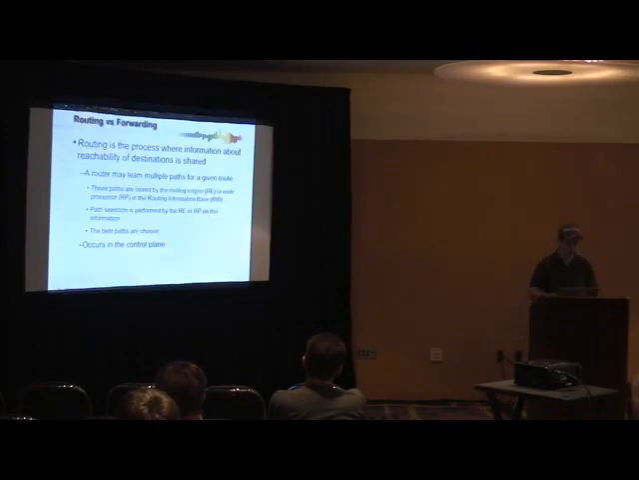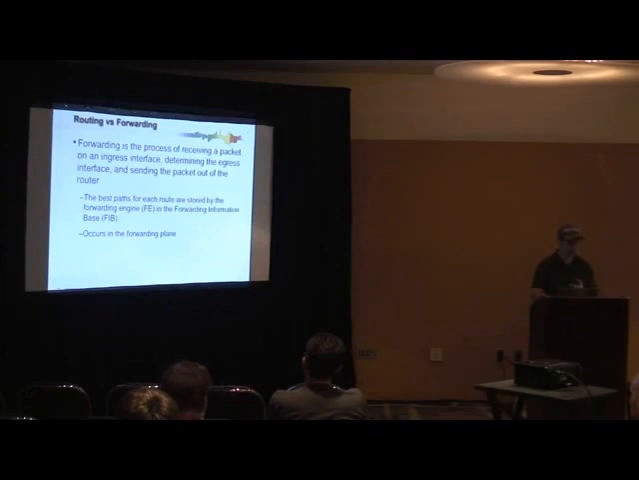So I wanted to just briefly talk about the difference between routing versus forwarding. Routing is the process where reachability information about the destination is shared. A router might learn multiple paths for a given route. These routes are stored by the routing engine or the route processor in the routing information base, or the RIB. It does path selection and it chooses the best path, and that's the one that's used for forwarding.